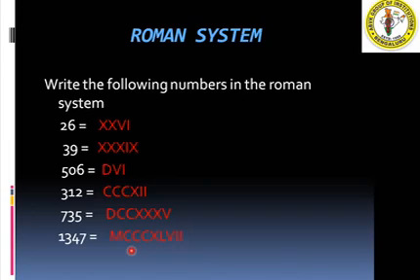So now you understood how to write numbers in the Roman system. In your textbook there are many sums. You can practice them; if you practice, you will understand. In the same way, you can convert Roman numbers into the Hindu-Arabic system. Hindu-Arabic system means the normal numbers. So in such a way we will write Roman numbers in the Hindu-Arabic system, and numbers given in the Hindu-Arabic system we can write in the Roman system.